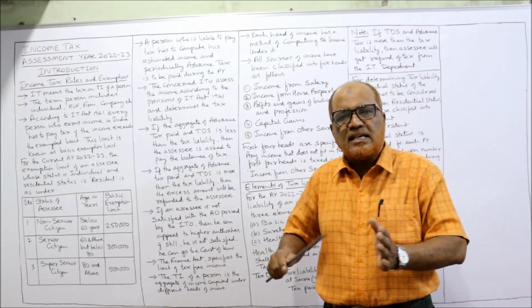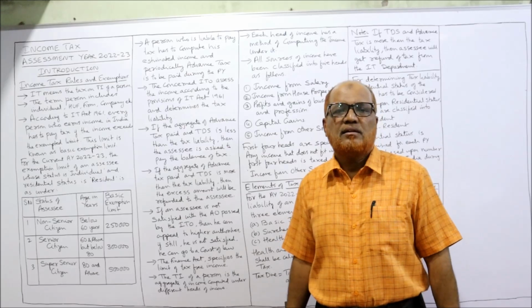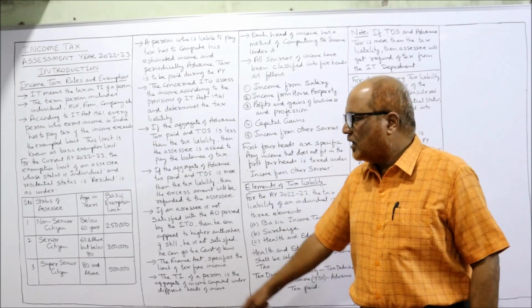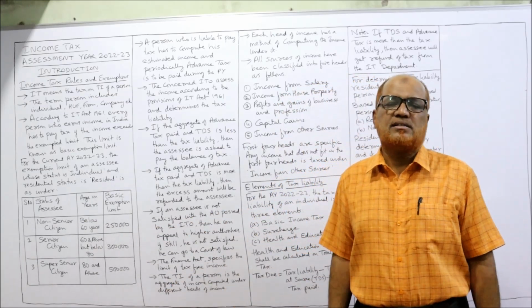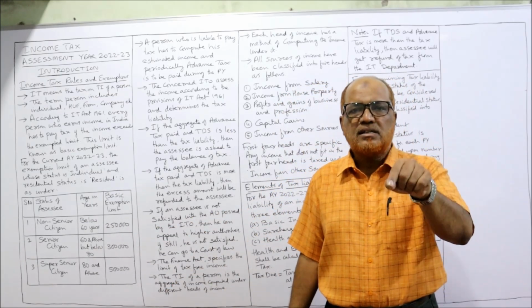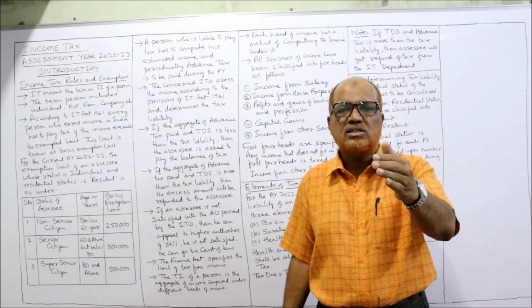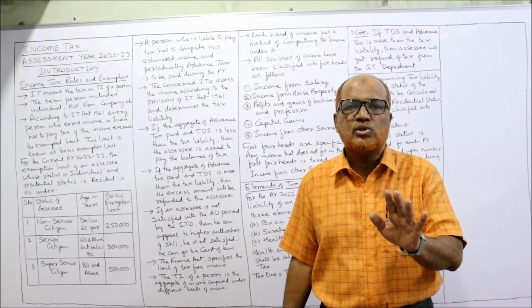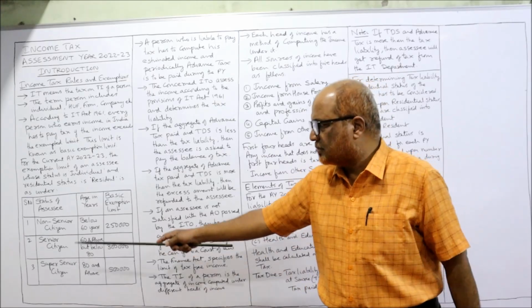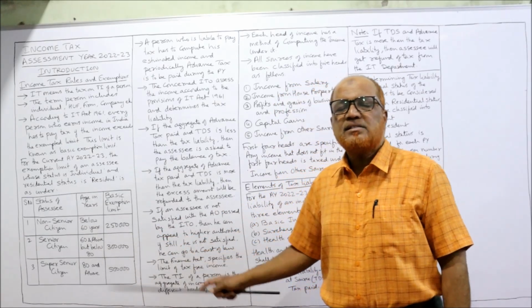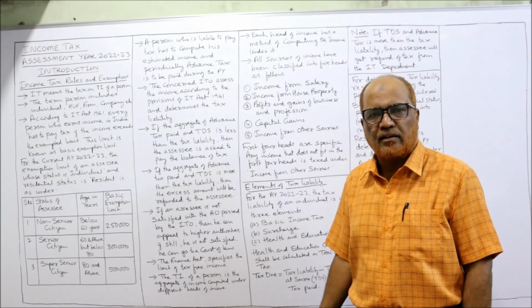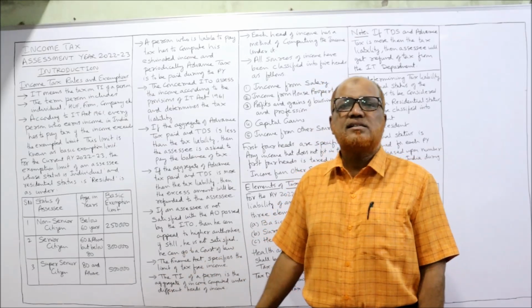Income Tax Act has classified the SSCs into 3 categories according to their age. First category is non-senior citizen. Non-senior citizen is a person whose age is below 60 years. Below 60 years, not up to 60 years, but below 60 years. And the basic exemption limit for non-senior citizen is 2,50,000. First category.